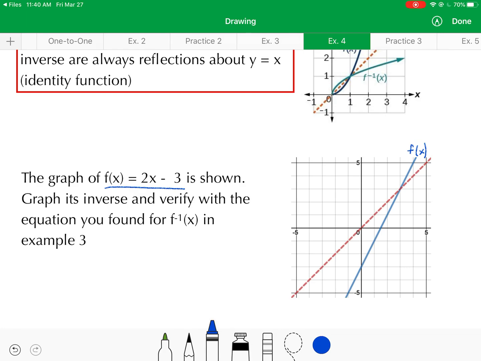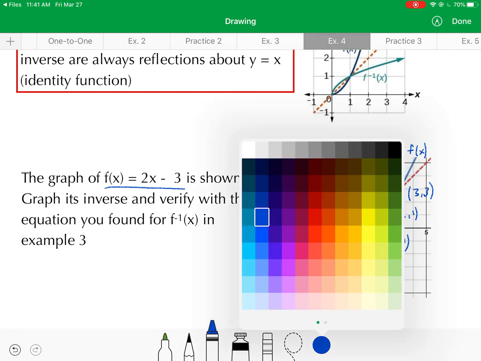So all we need to do is pick a few random points that are on the original function f of x. So I'm going to pick that as a point right there. That's the point (2, 1). I'm going to place another point here. That's (3, 3). And then how about one more for good measure right here? That is (1, negative 1).